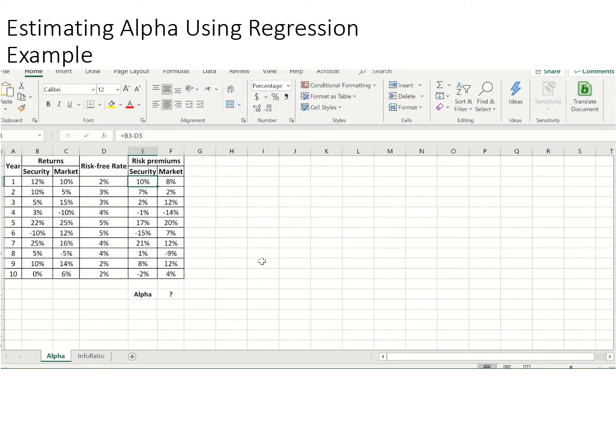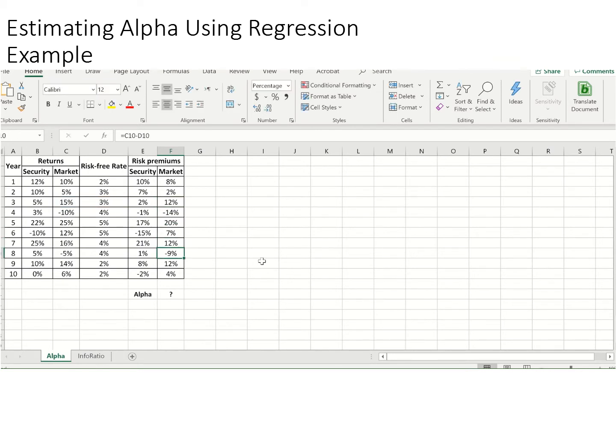The same argument applies to the market risk premium. However, here we use the market return, so that's the market return minus the risk-free rate. It gives you the market risk premiums. We need to do the same thing for all 10 years, so I'm using the Excel file to calculate the risk premiums for the security and the market. If you look at all these numbers, they show the difference between the security returns and the risk-free rate, and the same for the market risk premium, which is the difference between the market return and the risk-free rate.